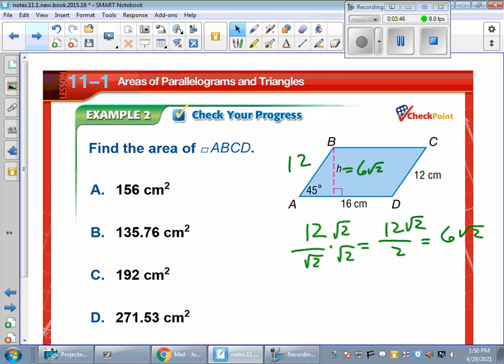Okay? What do they want? They only want the area. So area is going to be base of 16 times 6 times the square root of 2.